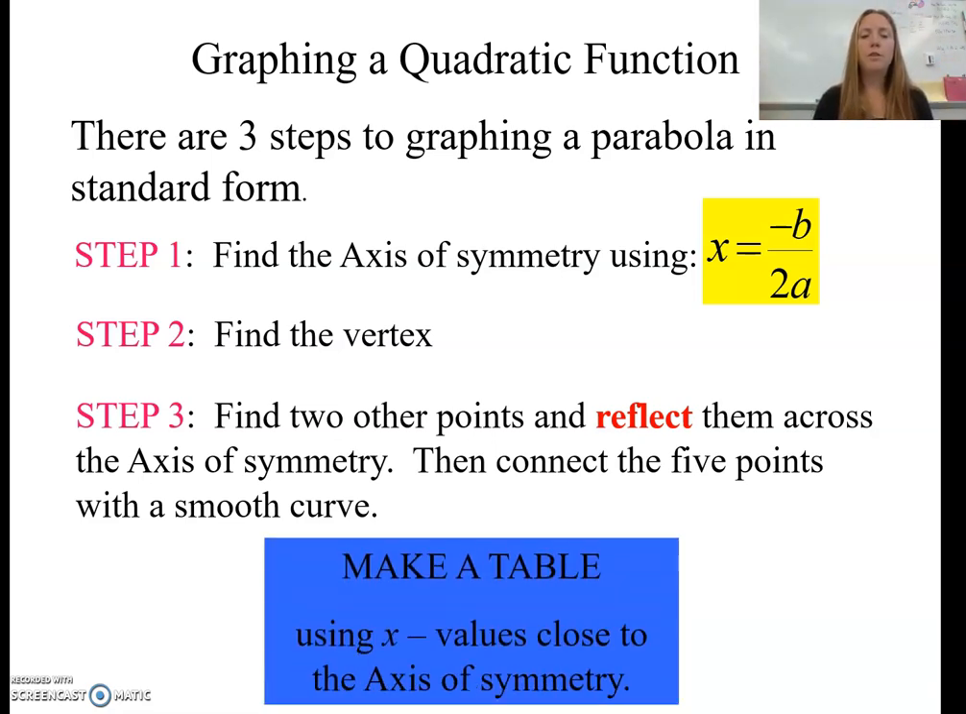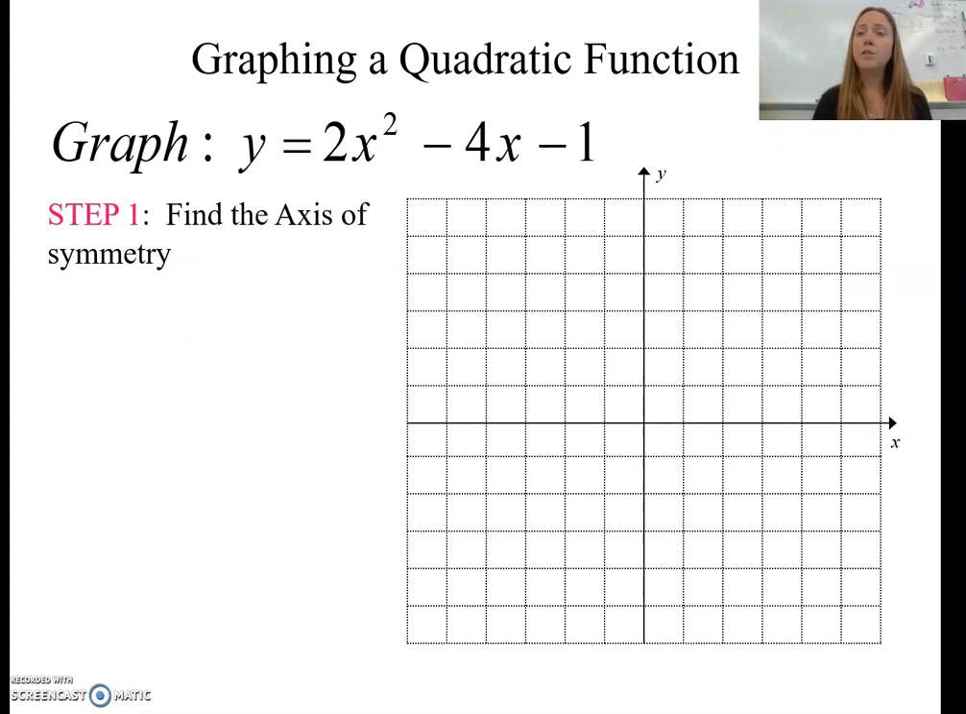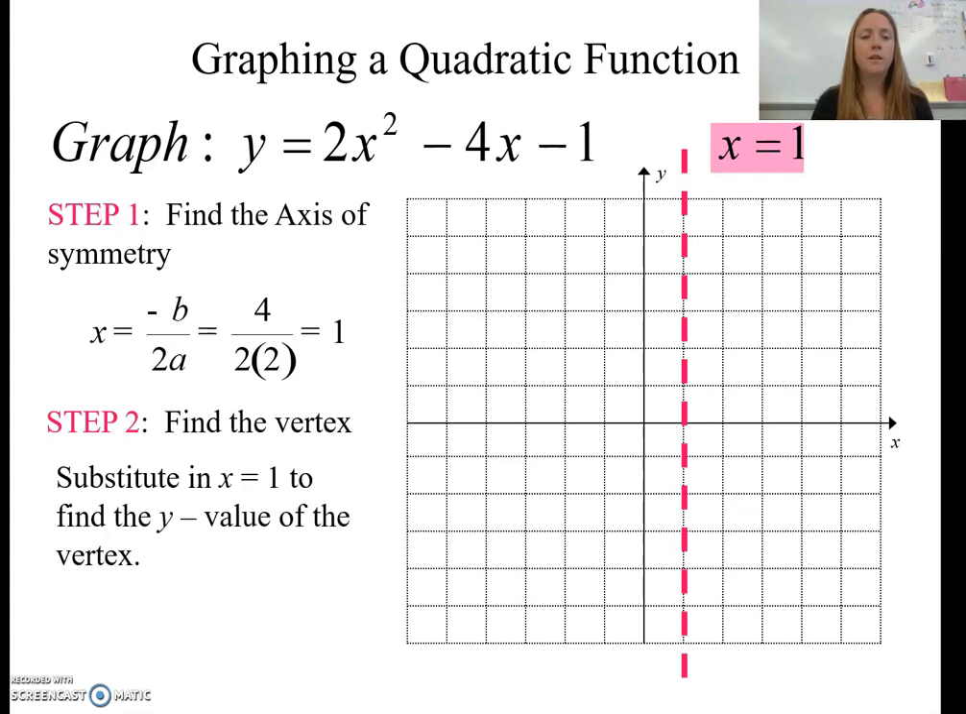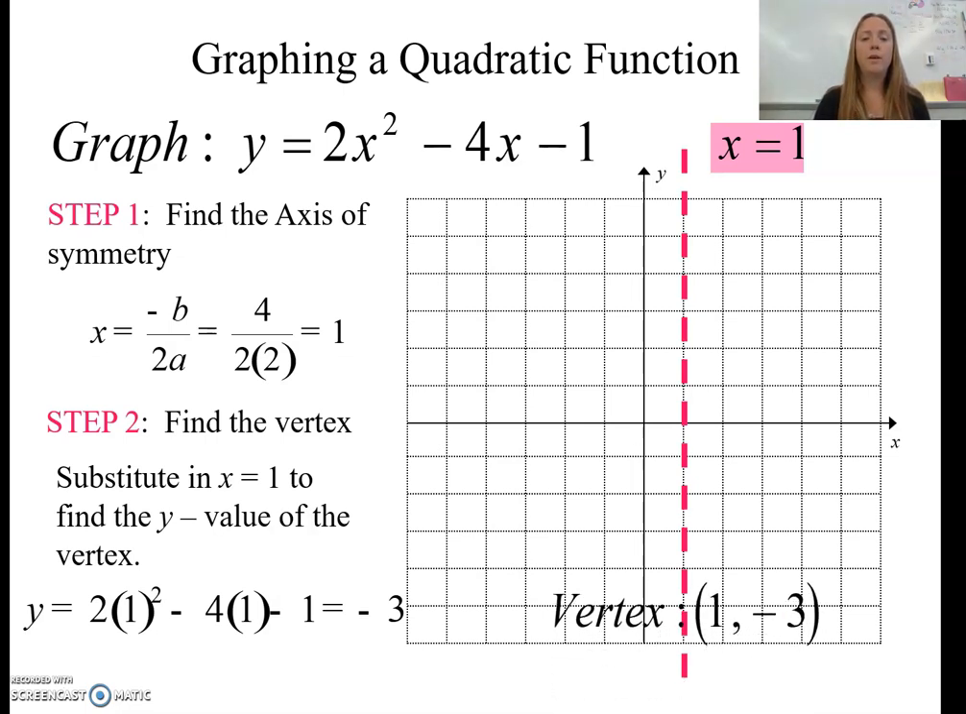To find the other 2 points, we're going to make a table using x values that are close to the axis of symmetry. So let's do an example. I'm going to find the axis of symmetry, using the opposite of b over 2a, giving us the value of 1. I'm going to plug that back into the original equation. So 2 times 1 squared minus 4 times 1 minus 1. If you were to plug and chug that into a calculator, you would get negative 3. So that's our first point. The vertex is at (1, negative 3).